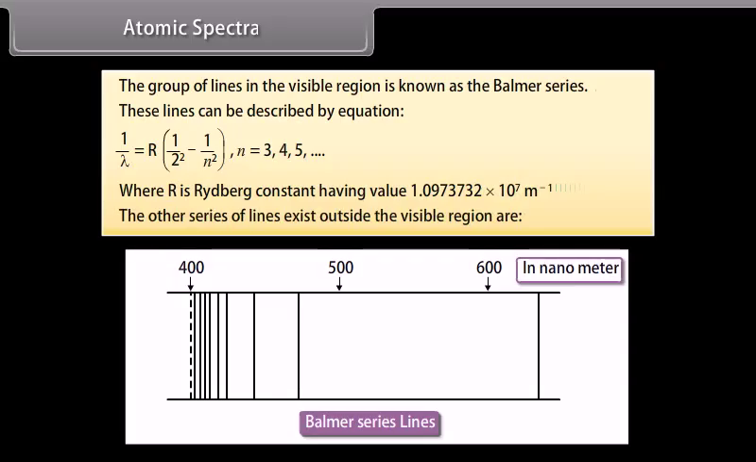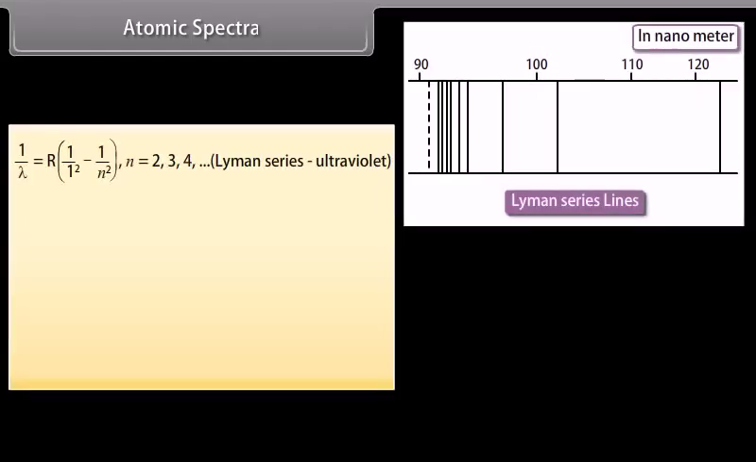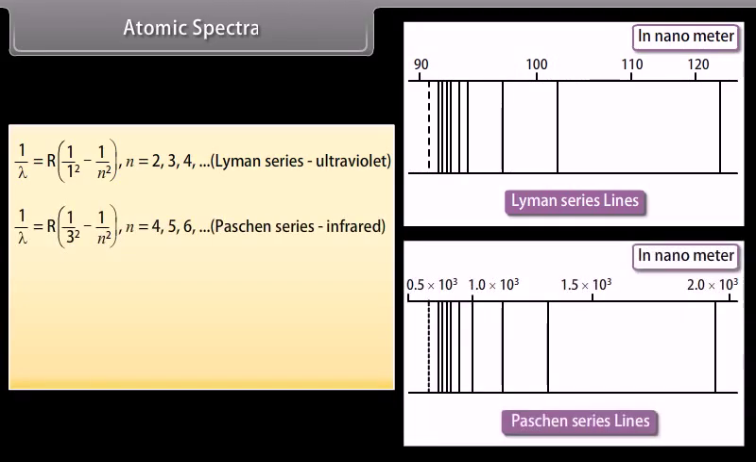The other series of lines that exist outside the visible region are: Lyman series, which is given by 1 upon lambda equals R times 1 upon 1 square minus 1 upon n square. Here the value of n may be 2, 3, 4, 5 and so on. Paschen series, which is given by 1 upon lambda equals R times 1 upon 3 square minus 1 upon n square. Here the value of n may be 4, 5, 6, 7 and so on.